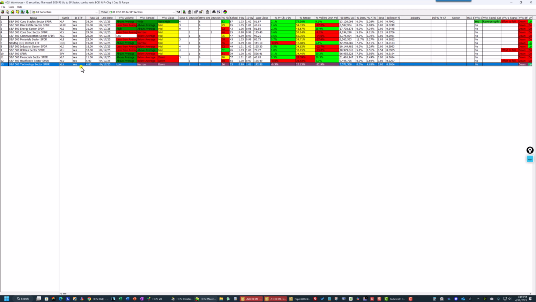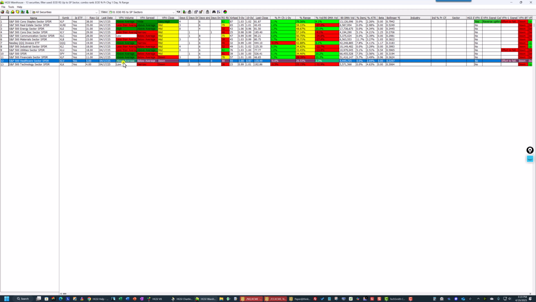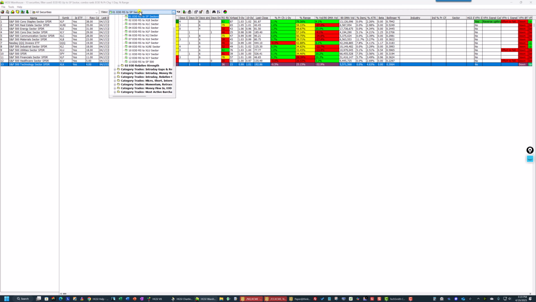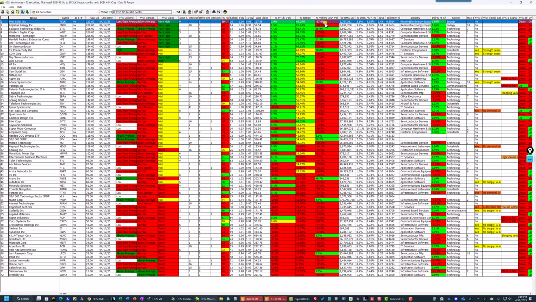But if you're looking for stocks that may be the strongest stocks within this group, all you have to do is go down to XLK, and you can see that there are some stocks within this sector that were showing some strength on Friday. In fact, First Solar crossed over on Friday, so let's take a look at it.